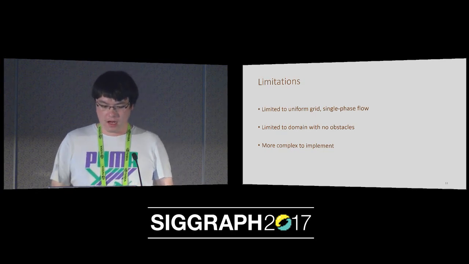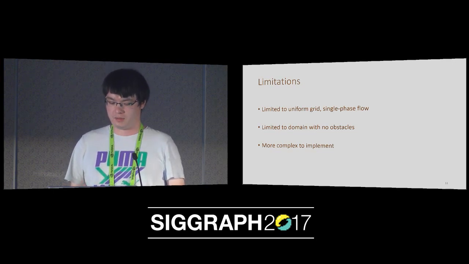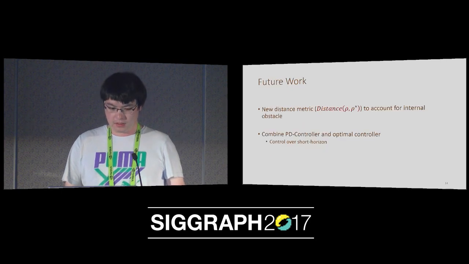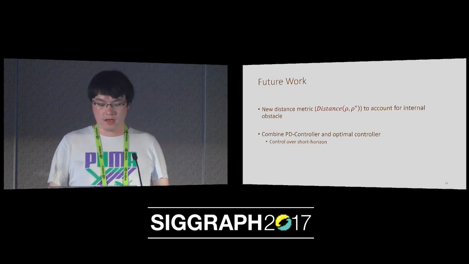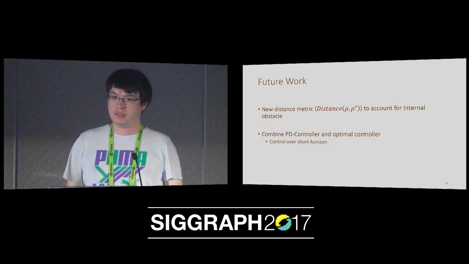And finally, the current implementation is still more complex than a simple PD controller, which is a minor modification to an existing simulator. So in the future, we're first considering to account for the internal boundaries. This might require a new distance metric because the 2 cells that are considered close to each other may not be actually close when there are solid boundaries in between them.